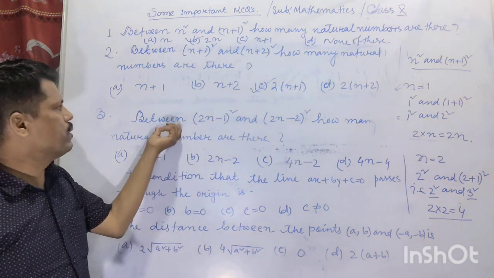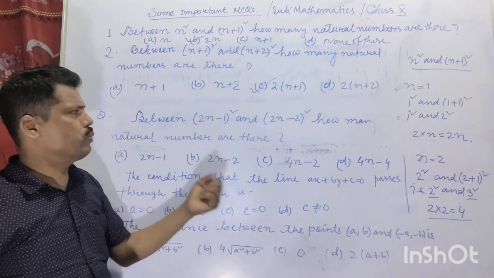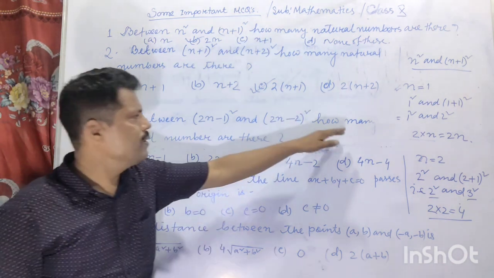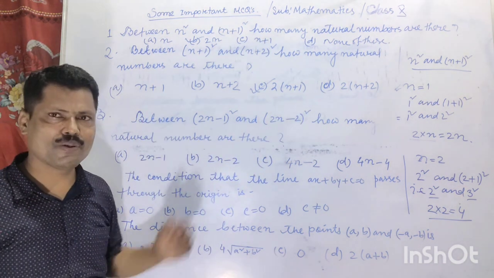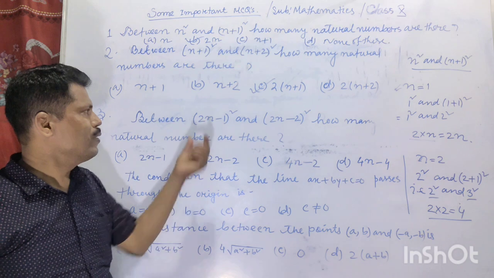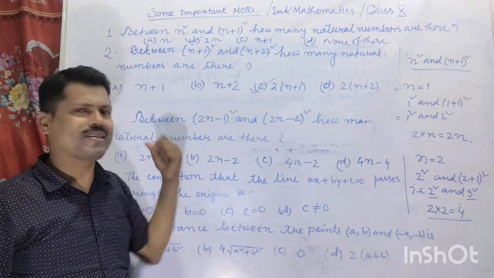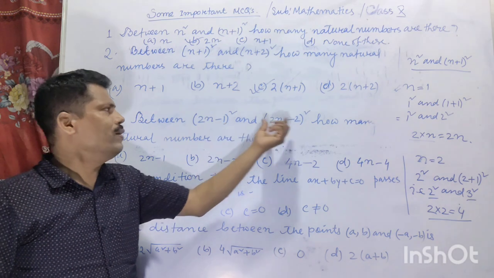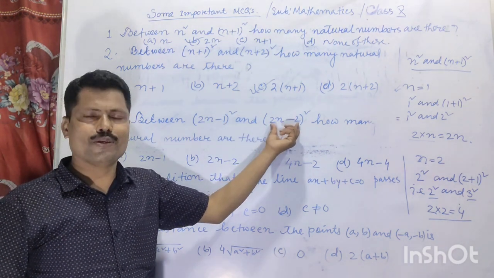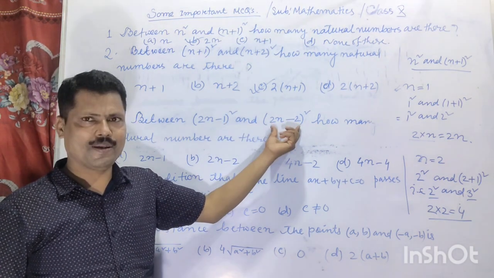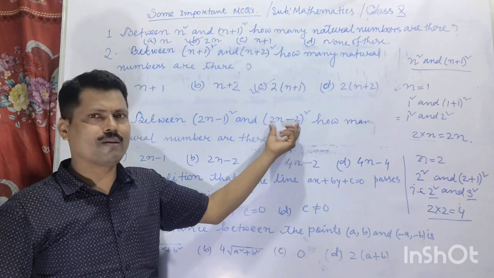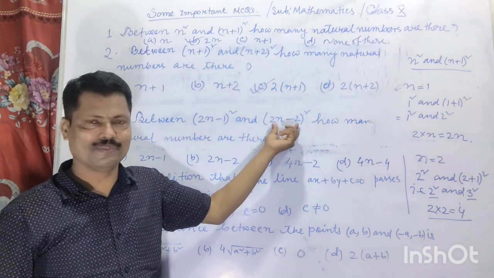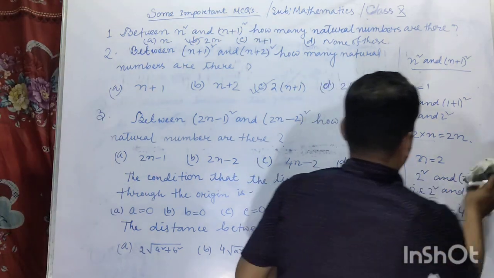Next one: between twice n minus 1 whole square and twice n minus 2 whole square, how many natural numbers are there? Here also we have to see which one is smaller and which one is greater. Twice n minus 1 is greater than twice n minus 2, so twice n minus 2 is the smaller one. So 2 times the smaller number, that is 2 into twice n minus 2. Which option is correct?